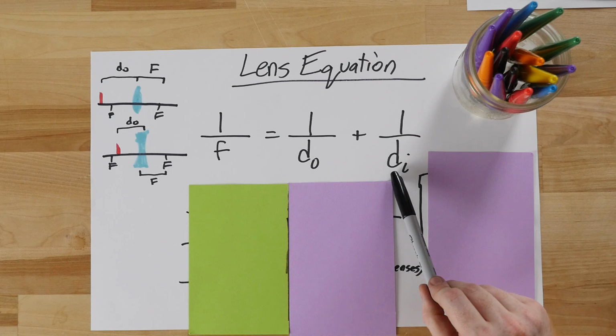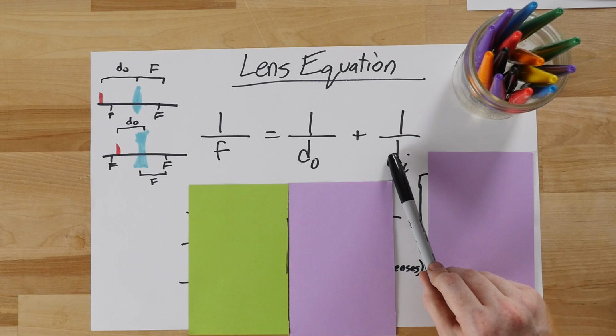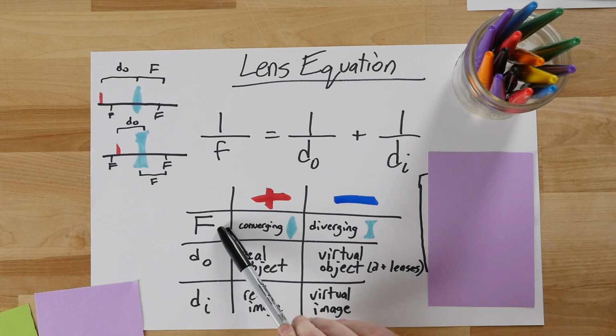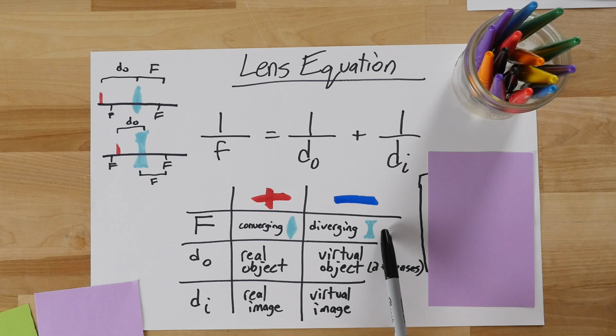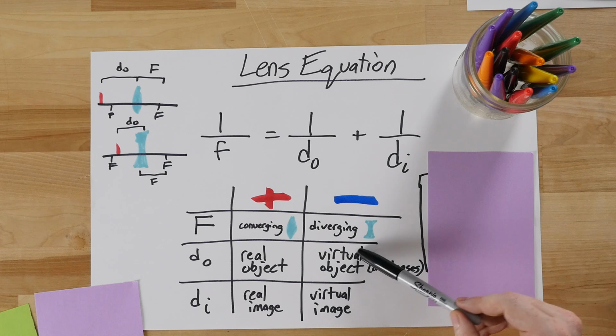Now we also need to keep intact our sign conventions that we saw for mirrors. So, for F, a positive focal length will correspond to a converging lens. A negative focal length will be used when you have a diverging lens. For DO, a real object will be considered positive and a virtual object will be considered negative.